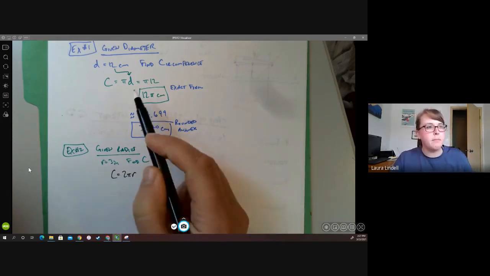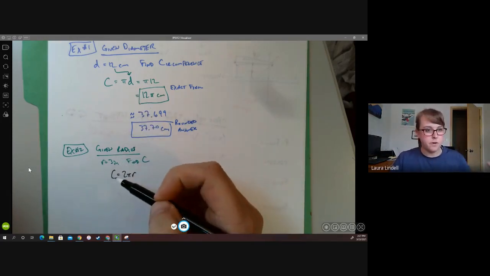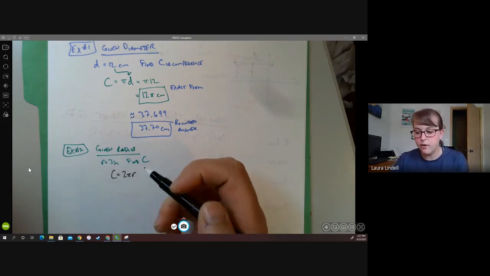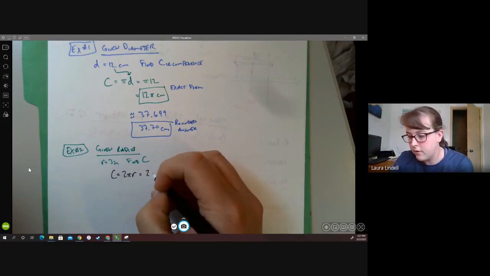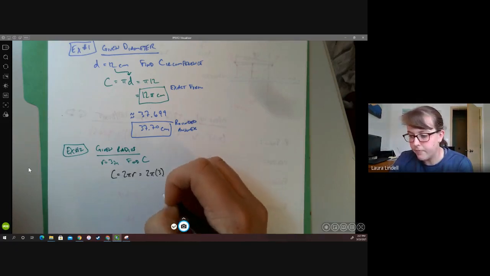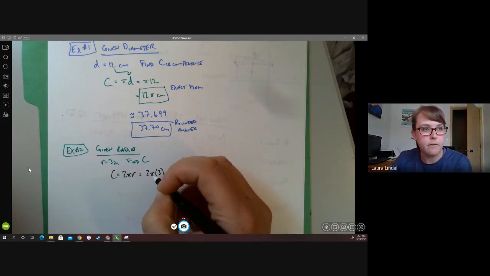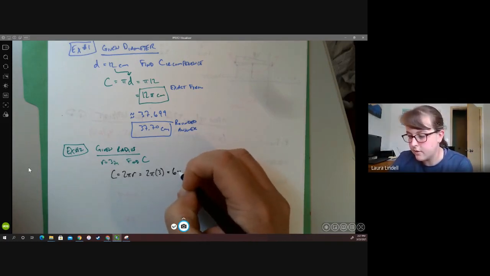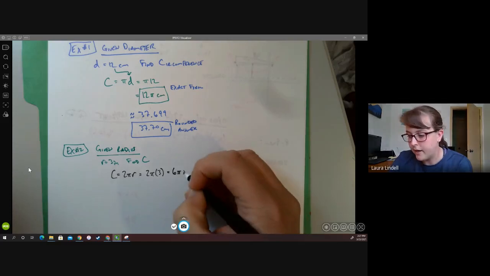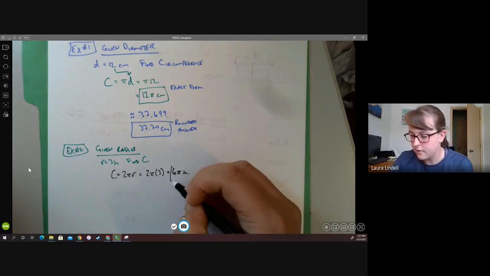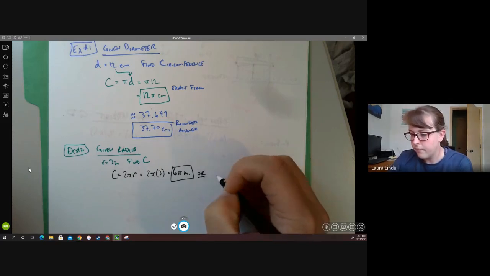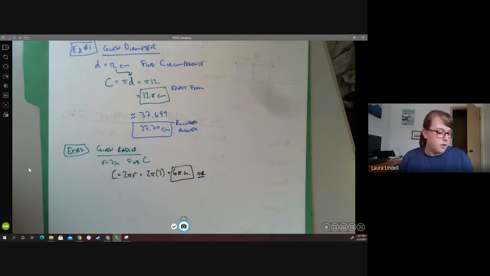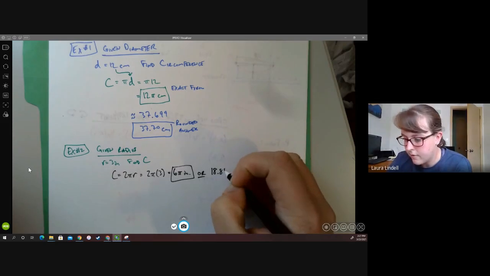Or you could use pi times diameter and just find the diameter before you start the problem. That would be totally fine as well. But in this case, all we have to do is 2 pi times 3. And then if I was looking for the exact answer, I would just do 2 times 3, which is 6. And we'd get 6 pi inches for the exact answer. Or we can put it into the calculator. 6 times pi is 18.85 approximately.